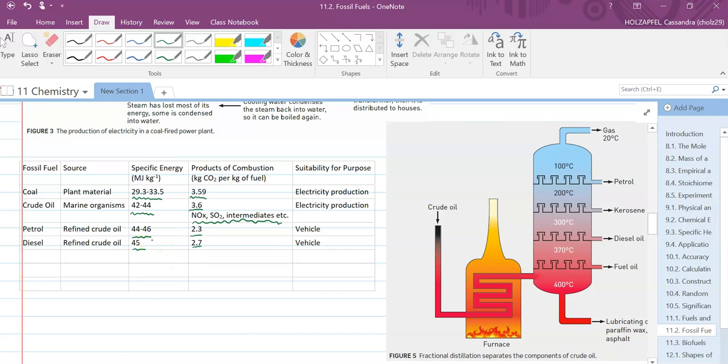So that's just a quick summary for you of different kinds of fossil fuels. In the next video, what I want to do is have a look at some more renewable resources such as biofuels.